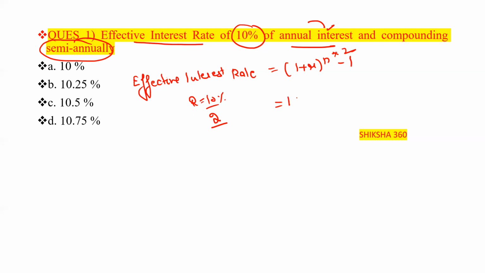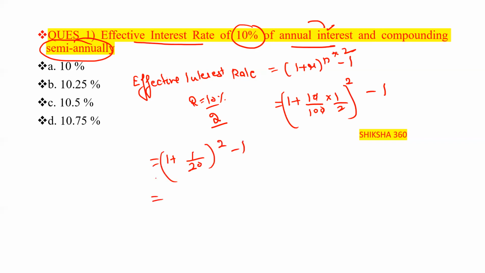So simply put: 1 plus 10 upon 100 divided by 2, the whole power 2, minus 1, is equal to 1 plus 1 upon 20, power 2, minus 1. So 1 upon 20 comes out to 0.05. So 1 plus 0.05, power 2, minus 1. So 1.05 square comes out to 1.1025 minus 1.